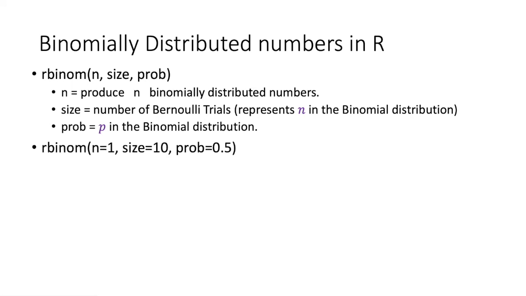So here's a sample attempt. If you set n equals 1, that means you only need to generate one binomially distributed number. We set size equals 10, so the number will vary between 0 and 10, and the probability of success equals 0.5. When I ran this function in R, it generated 4. Maybe you will find a different number. If you just repeat the same in R, you will see a different number, 3 in this case.